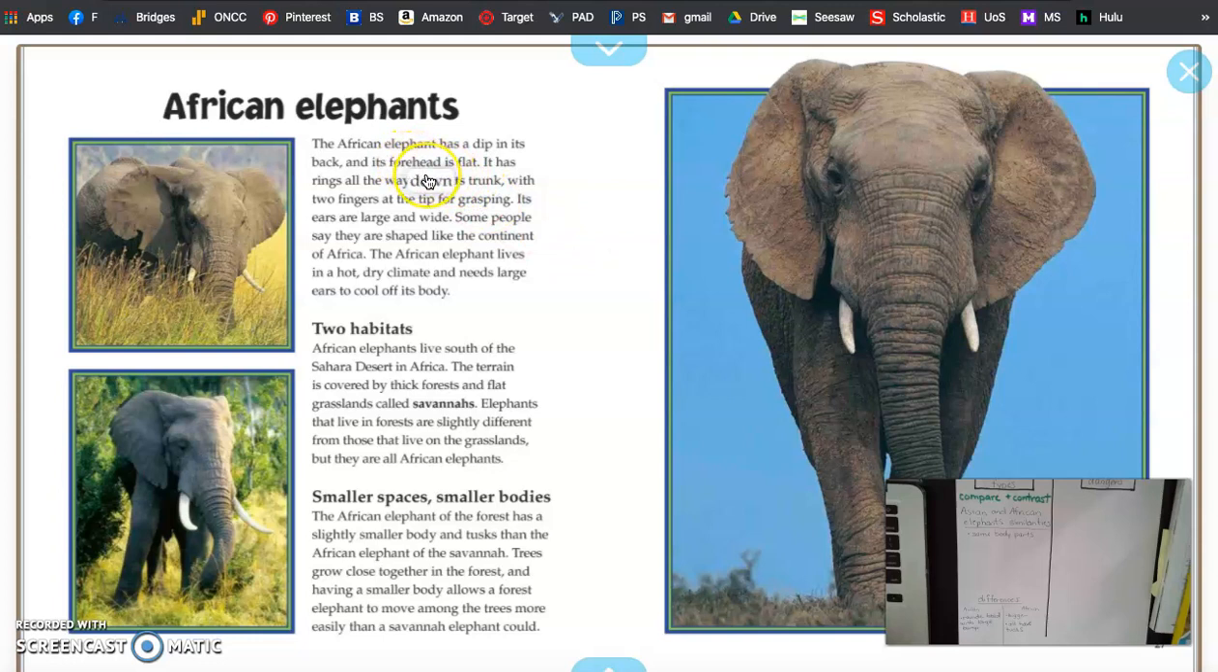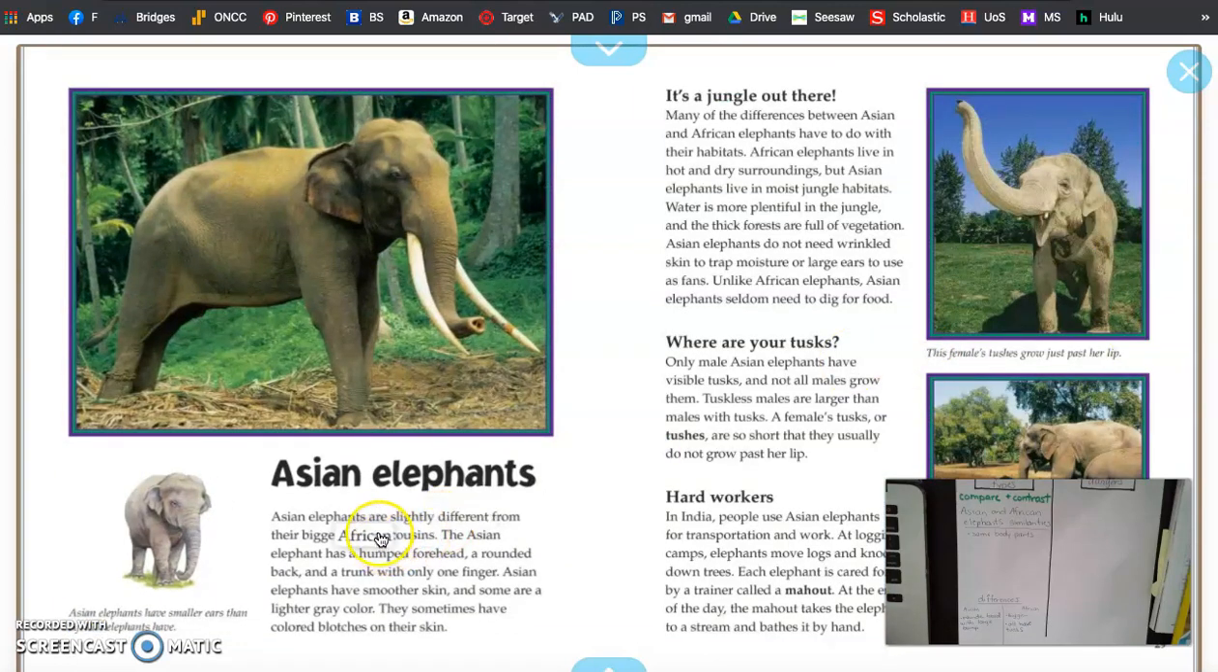The African elephant has a dip in its back and its forehead is flat. It has rings all the way down its trunk, with 2 fingers at the tip for grasping. Its ears are large and wide. Some people say they're shaped like the continent of Africa. The African elephant lives in hot, dry climates and needs large ears to cool off. Let me go over to the Asian and see which parts of those are the same. Asian elephants are slightly different from their bigger African cousins. We already learned that. African elephants are bigger.